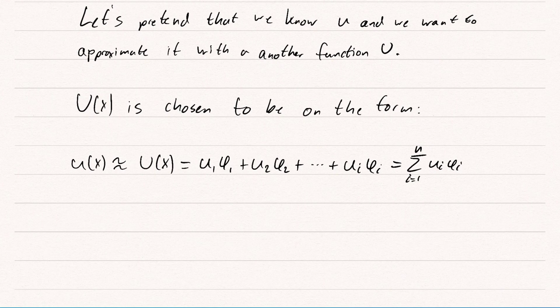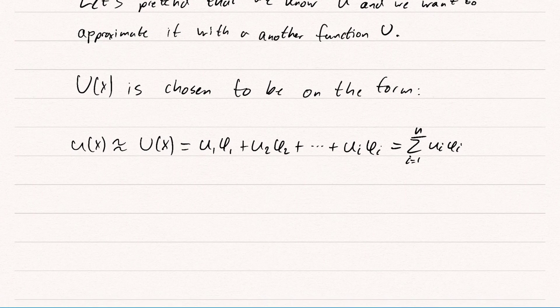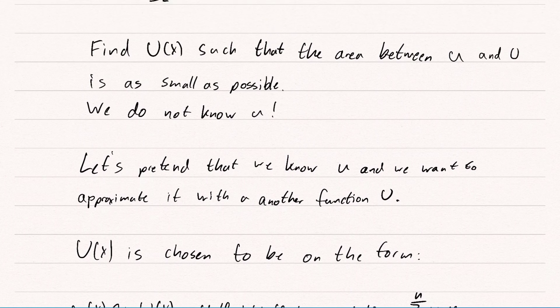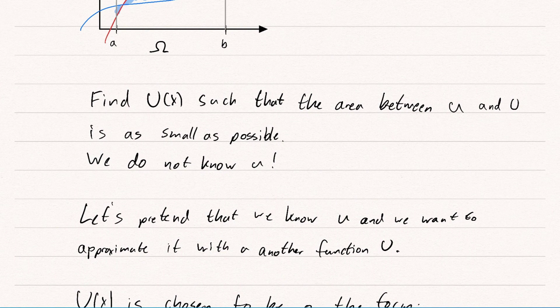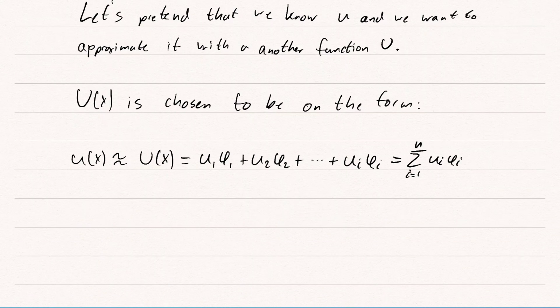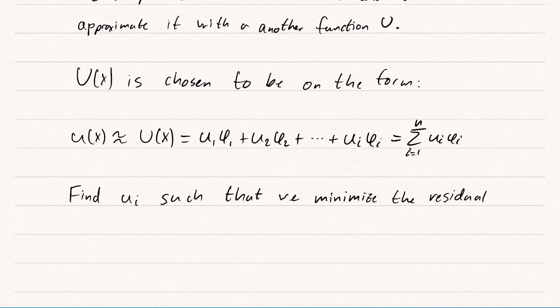Alright, so this is the form of the approximation. Now we need to formulate more rigidly what this means, by finding u such that the area between u and capital U is as small as possible. We're going to state this like so: find ui such that we minimize the residual, r of x, which is basically just the difference between them: u of x minus capital U of x.